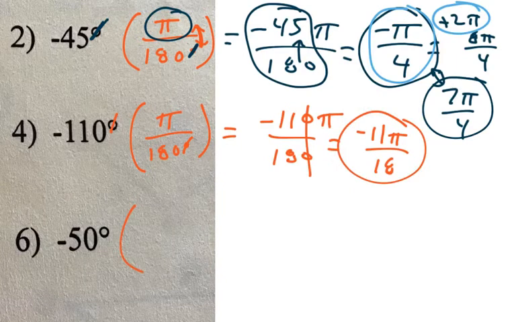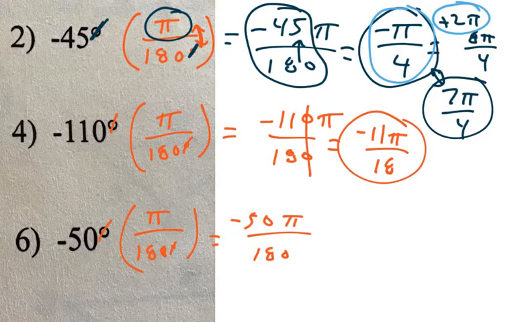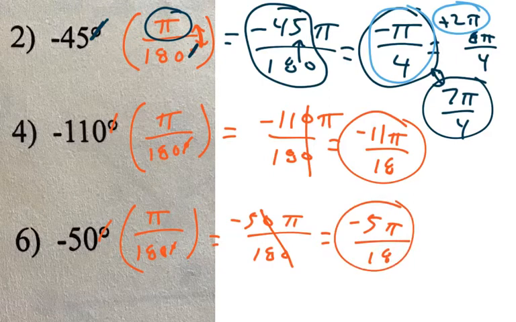And finally, how about negative 50? If I multiply by pi over 180 degrees, the degrees cancel out. I have negative 50 pi over 180. The zeros cancel out by dividing by 10. I have negative 5 pi over 18. And I'm done. So pause the video, guys.